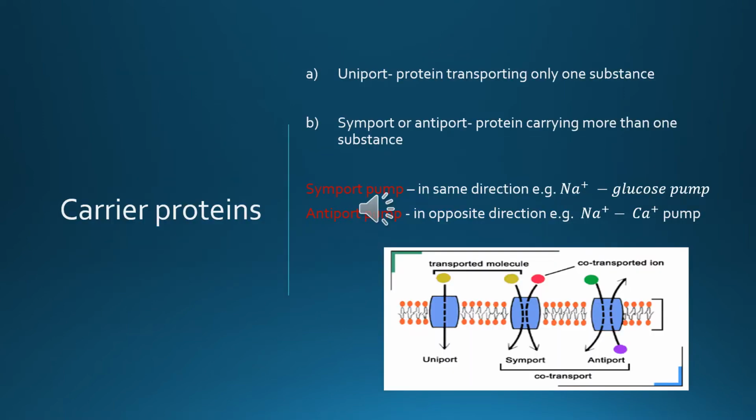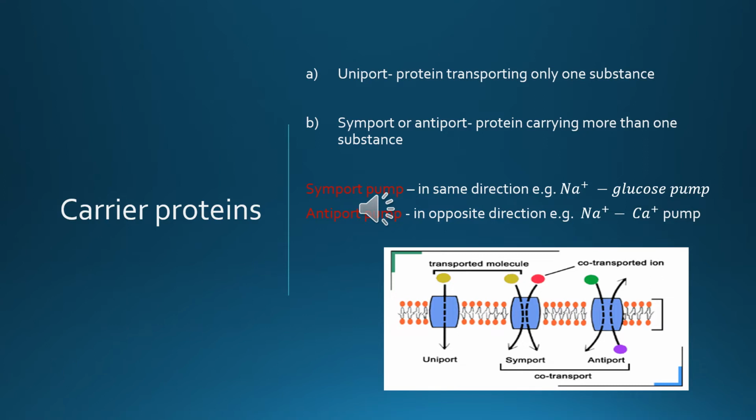We have already said that in active transport mechanism, the substances are transported with the help of carrier proteins. There are two types of carrier proteins, uniport and symport or antiport. The carrier protein which transports only one substance is called a uniport, and the carrier protein which transports more than one substance can either be a symport or an antiport. When the transported molecule and the co-transported ion move in the same direction, the process is called symport. When they move in opposite directions, the process is called antiport. So symport and antiport are co-transport or coupled transport mechanisms.